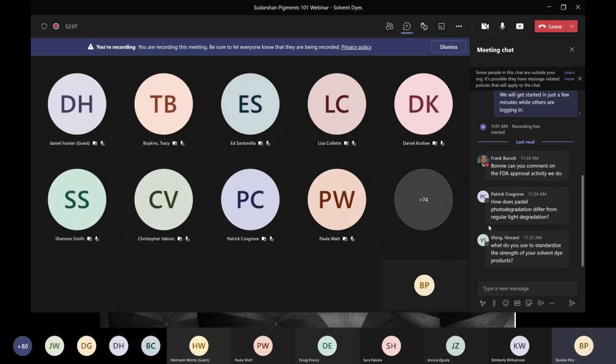Another question was, what do you use to standardize the strength of your solvent dye products? Obviously, I can't go into specifics on that one, but suffice it to say that all of our products are adhered to a very tight strength application. So we have on our TDS and our spec sheets a plus or minus 5% strength against our standard. Suffice it to say that all of our products are within the appropriate control of our standard product.